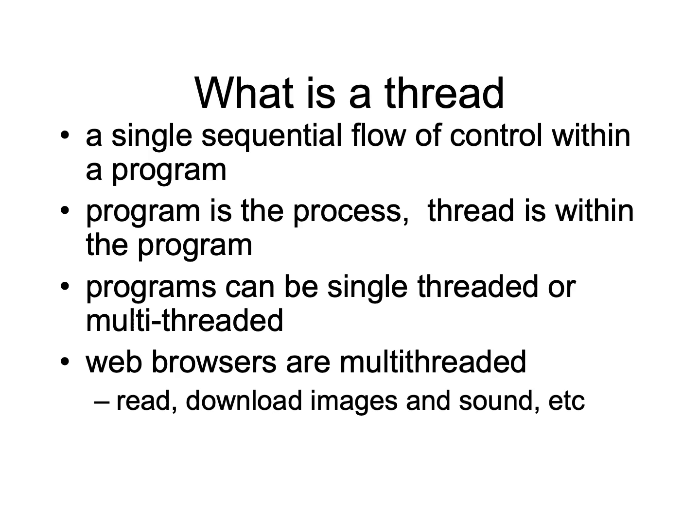So a thread is a single sequential flow of control within a program. It's kind of one set of activities. The program is the process. The thread is within the program. Programs can be single-threaded. Most of the programs you write are single-threaded, and they have one thread of execution that happens. They can also be multi-threaded.